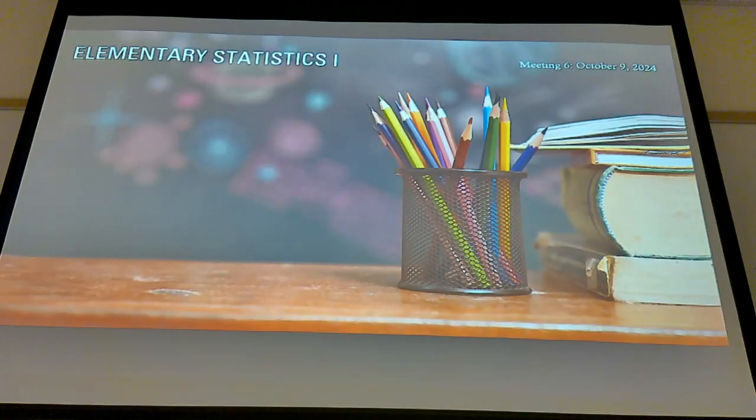So let's get started on new stuff. This is the part that I really enjoy from here on, the inferential part. And so we are studying inferential statistics next. That's the rest of the semester. Remember, that just means inferring something from the statistic data.